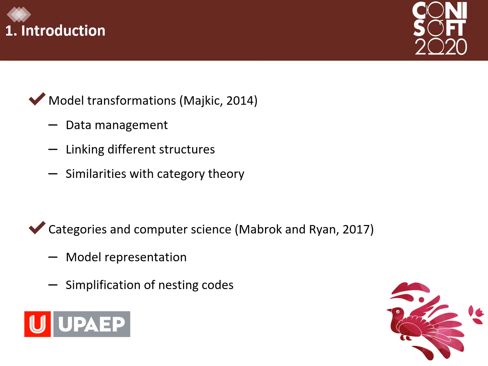We are not the first ones to recognize the previous similarities between categories and transformations. Mavrock and Ryan in 2017 observed the similarities between computer science problems and categories, and they chose to apply categories for model representation. Specifically, they use categories to simplify nested codes.